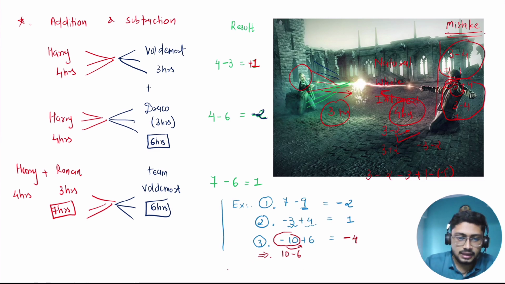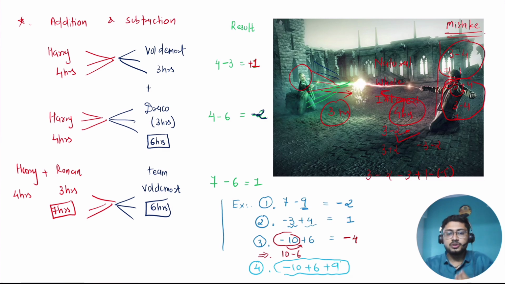Then again, one more example. Sir, minus 10 plus 6 plus 9. Oh my God, sir, this is not part of the syllabus. Now, how are we going to do this? Okay, so for that, again, we are having one more story. It's very interesting.